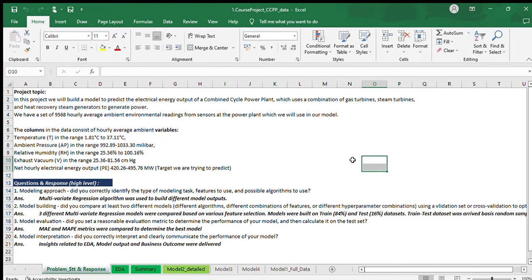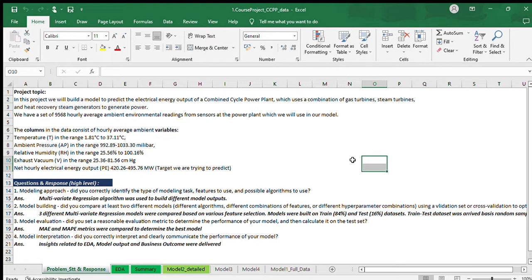Now, the modeling approach that we have used here is the multivariate regression algorithm, wherein three models were picked, built, and compared based on the various feature selections. The models were built on a train and a test data set, where train has about 84% of the 9,500 records, whereas the test has 16% of these records. The train and test data sets were arrived at basis random sampling.